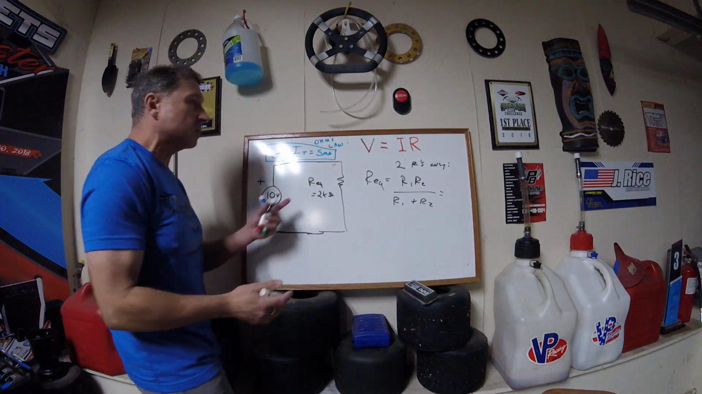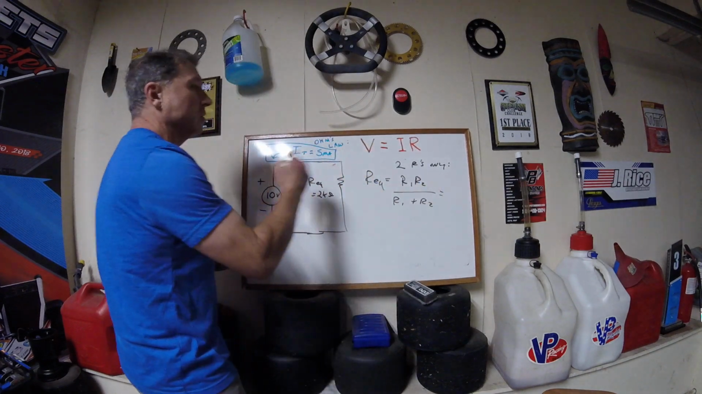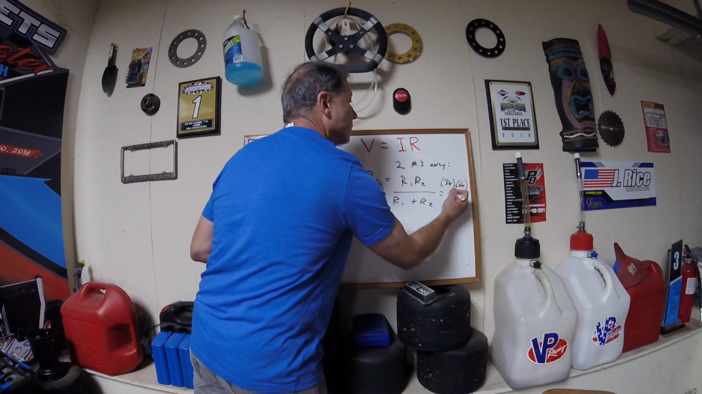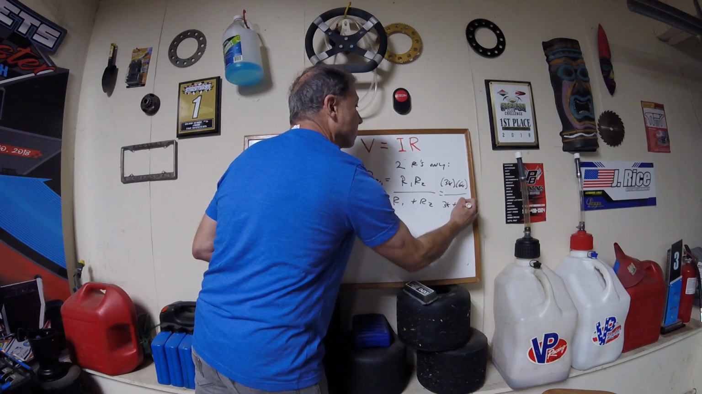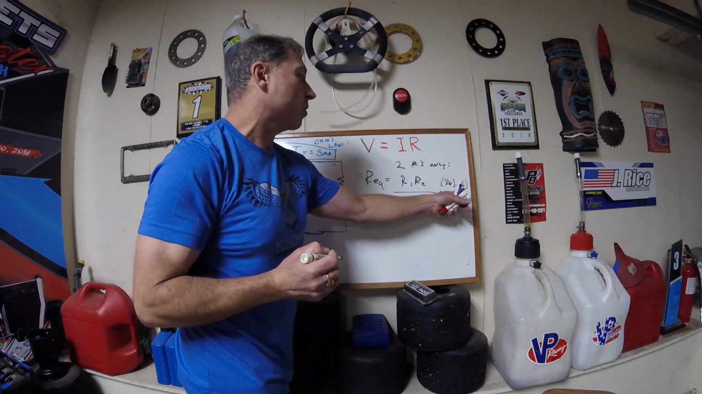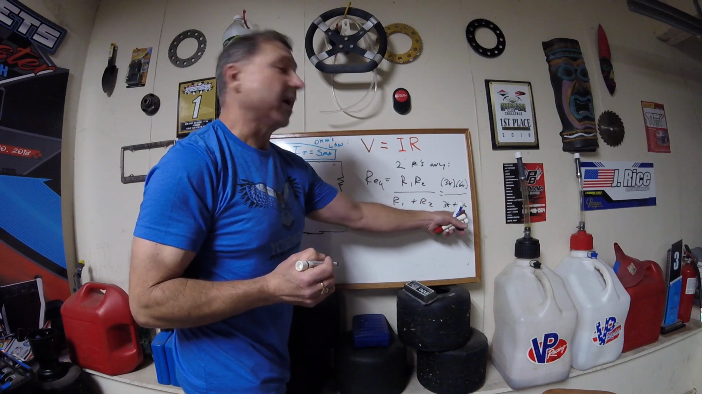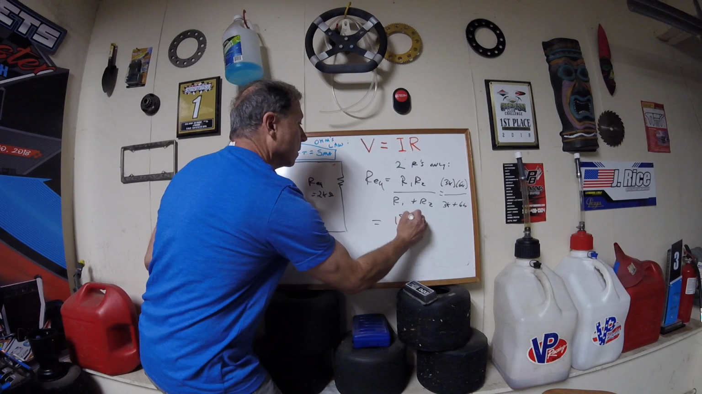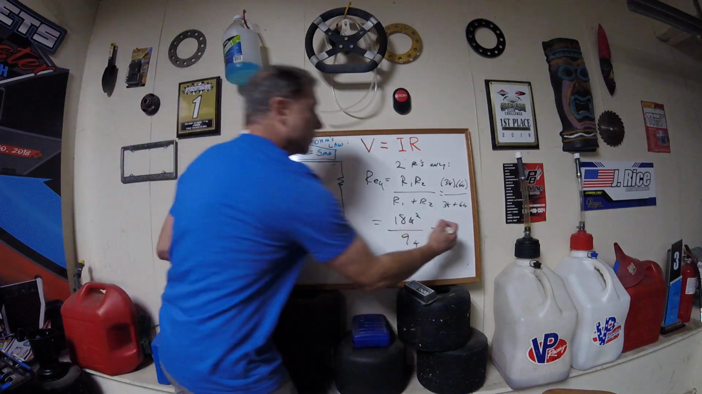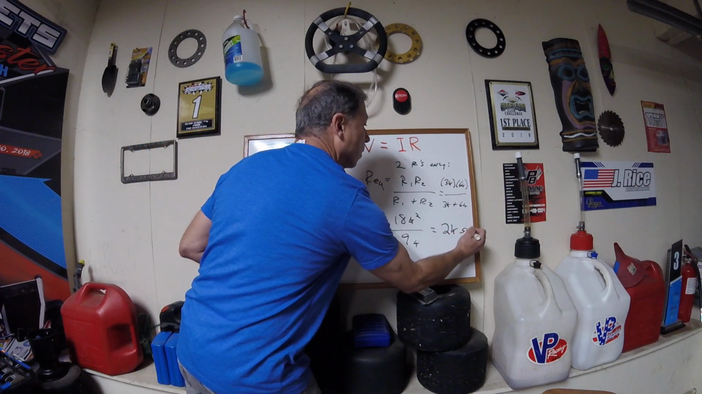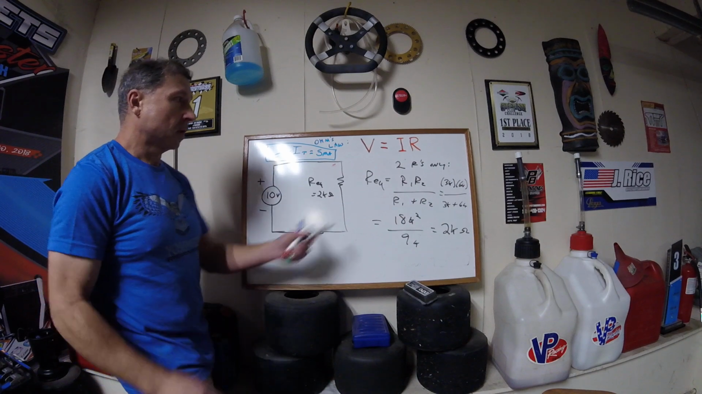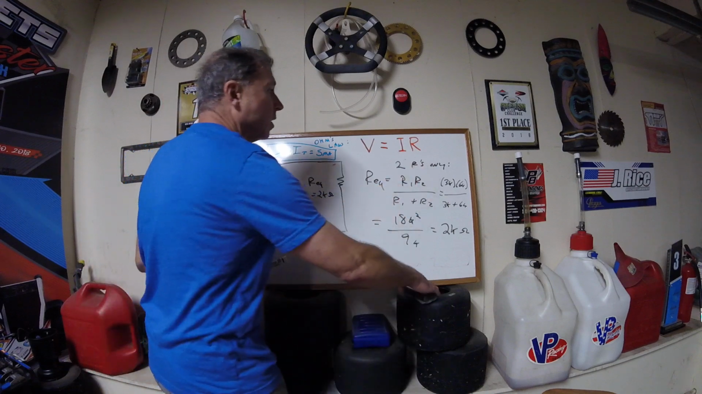When we only have 2 resistors, product we had was 3K ohms, 6K ohms, the bottom, 3K plus 6K. So this is 18K squared on top. On the bottom is 9K. One K cancels out. This becomes 2K ohms, just like we got earlier. Again, that's the product over the sum for 2 resistors only.